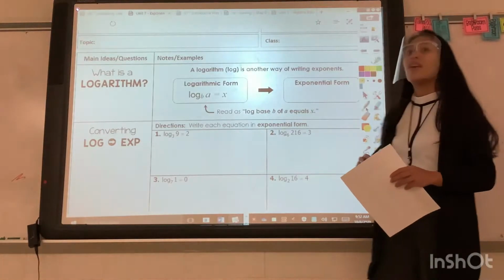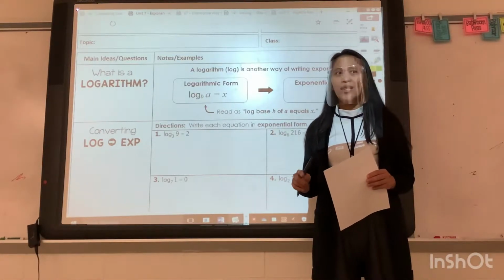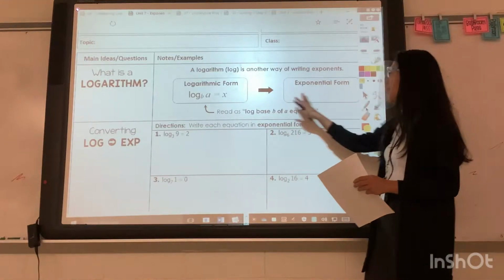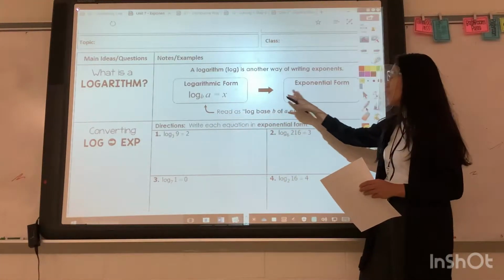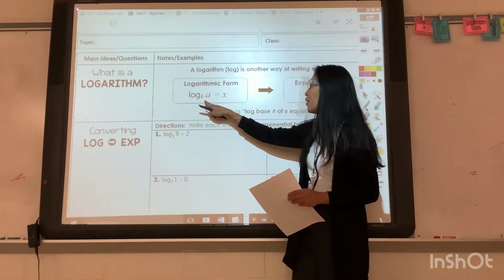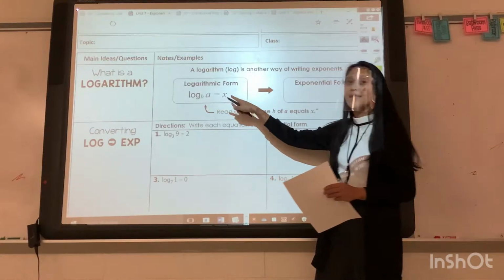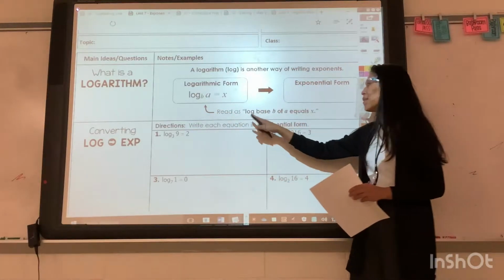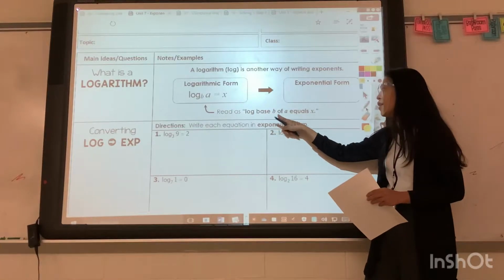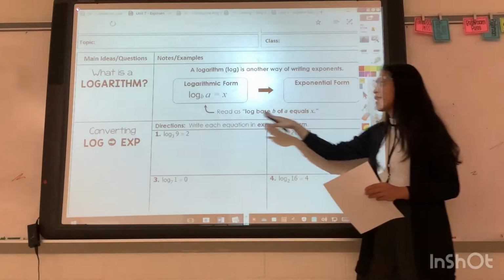Today is about logarithms. How is it related to the exponential equation? If you see this setup here, we have this log, and you have this b, which is your base, and then you have a is equal to x. You read this as the log base b of a is equal to x. Again, that's how you read it.